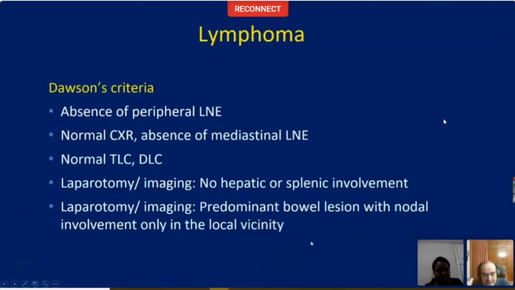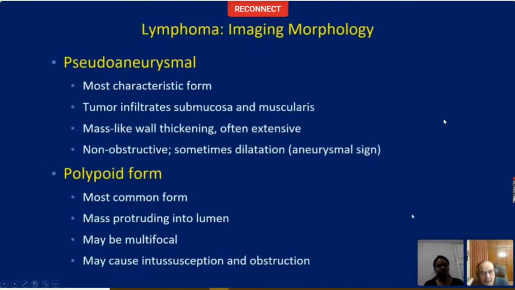Then you may be asked in the exam, what are the criteria which you must fulfill for you to call a lesion primary lymphoma of the gut? Those are referred to as the Dawson criteria. The Dawson's criteria include absence of peripheral lymphadenopathy, a normal chest radiograph, absence of mediastinal lymph nodes, normal total count and differential count, at imaging no hepatic or splenic involvement, right? And there should be a predominant bowel lesion with nodal involvement only in the local vicinity of the bowel lesion.